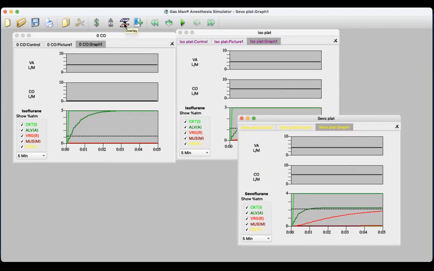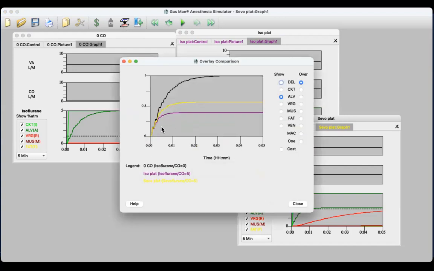This is the overlay symbol. And we now see this was lung wash-in in the absence of uptake by any drug. This is now isoflurane with the plateau height, and this is the sevoflurane with its plateau height. Sevoflurane is less soluble than isoflurane, therefore the alveolar tension rises to a slightly greater height. Less and less soluble drugs will be higher and higher at this point.